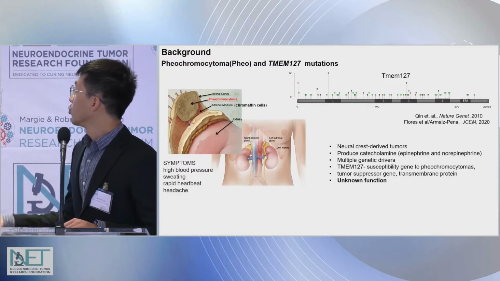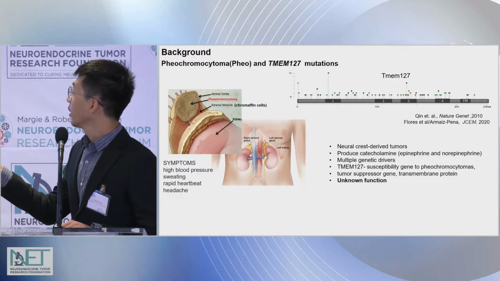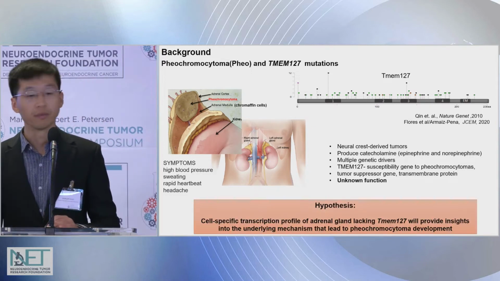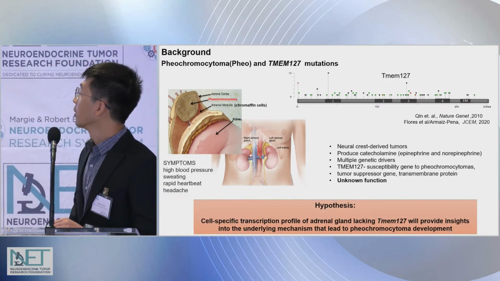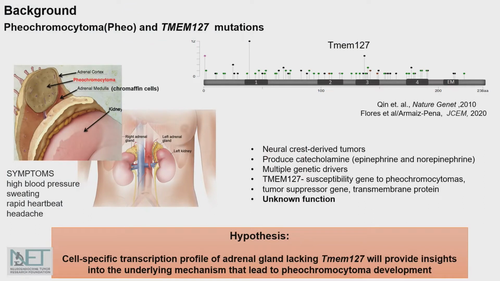So the adrenal is on top of the kidney, and it has two parts. One is the adrenal cortex, and the other is the adrenal medulla, which is composed of chromaffin cells, and which can produce catecholamines like epinephrine and norepinephrine. And pheochromocytoma is a rare tumor derived from the adrenal medulla, and clinically the symptoms could be like high blood pressure and rapid heartbeat.